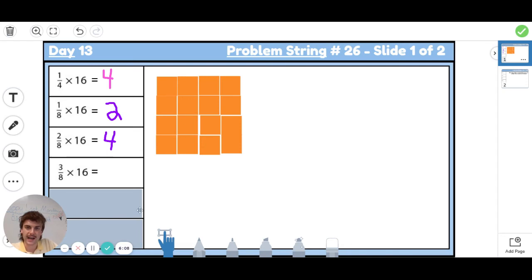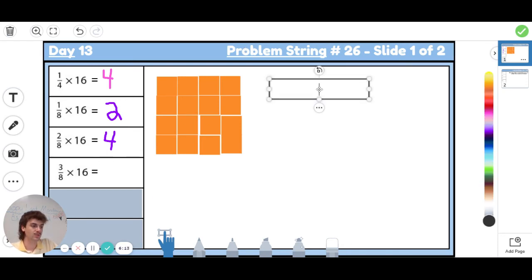So I actually forgot. With these other problems, there are different ways that we can use an equation for. So let's think back to 2/8 times 16, sorry. When we have 2/8 times 16, it looks something like this.